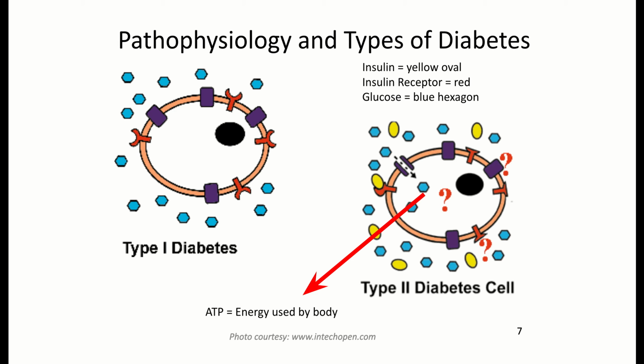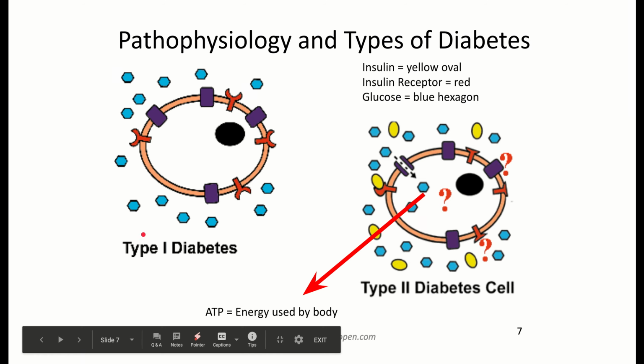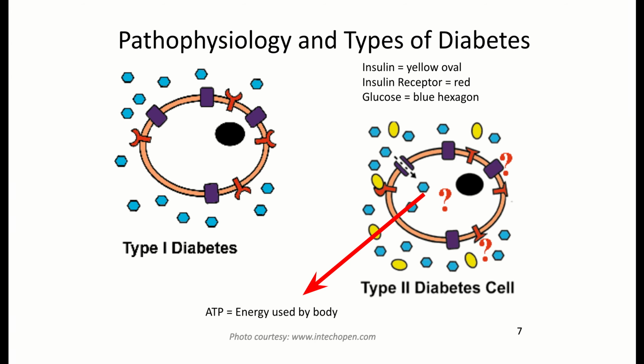The image to your left represents type 1 diabetes. The image to your right represents type 2 diabetes. In the left image, you can see glucose surrounding the cell as represented by the blue hexagons, but there is no insulin to be found. So type 1 diabetes is characterized by no insulin production by the beta cells of the pancreas.